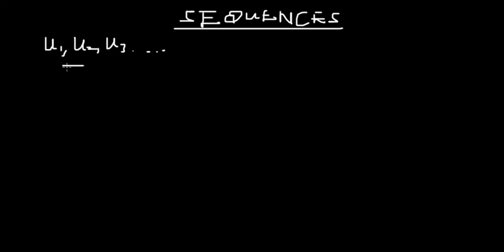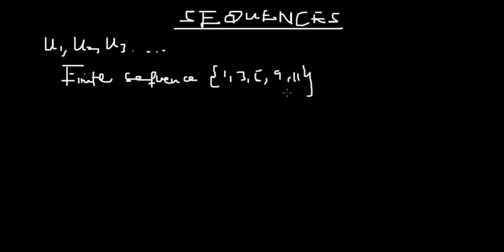Let's see how we represent finite sequences. Finite sequences have ending points. So let's say we have 1, 3, 5, 9, 11. Let's say this is our sequence. This is a finite sequence because it has a beginning and an end, because we do not have three dots over here, which would mean that it is infinite.